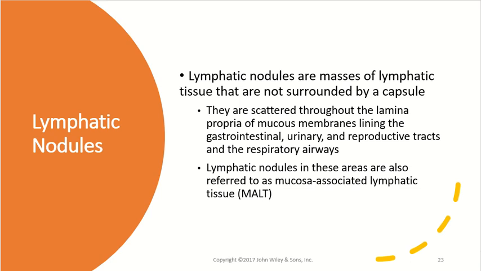Next, we have the lymphatic nodules. These are going to be masses of lymphatic tissue that, unlike lymph nodes, are not going to be surrounded by any kind of capsule. Right? They are going to be scattered throughout the lamina propria of the mucous membranes that are lining the gastrointestinal, the urinary, and the reproductive tracts, as well as in the respiratory airways. Lymphatic nodules that are in these areas are also referred to as mucosa-associated lymphatic tissue, also called MALT for brevity's sake.